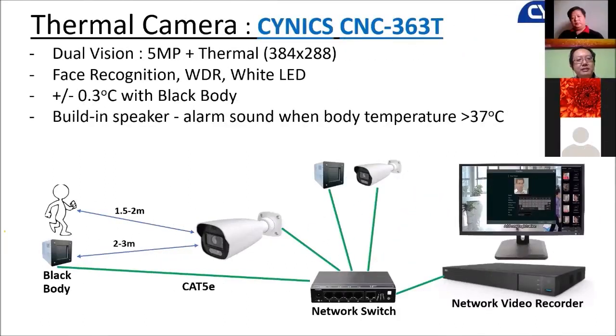Okay, the black body: so far, no configuration is needed, but they need to be paired. That means this thermal camera has an IP address and this black body has an IP address, so they must be connected to each other. For example, for this thermal camera, we have to key in this black body's IP address so that they know they are partners.